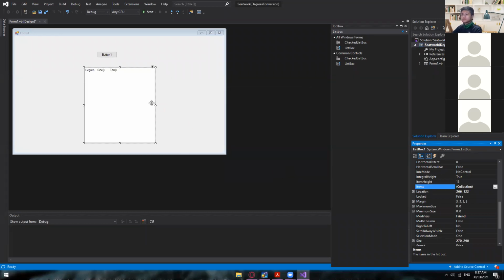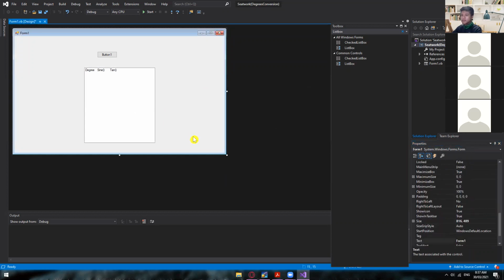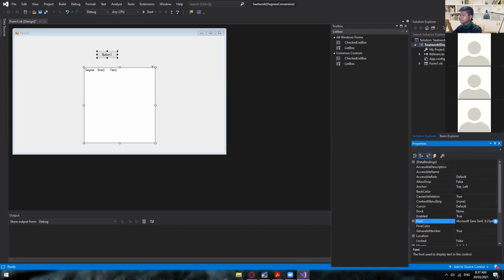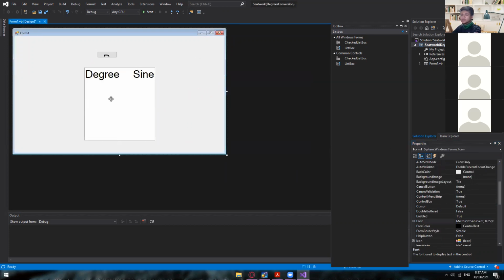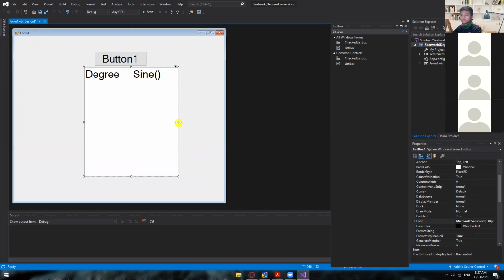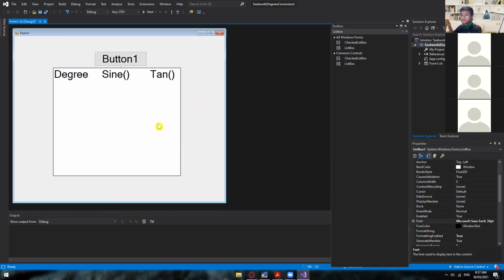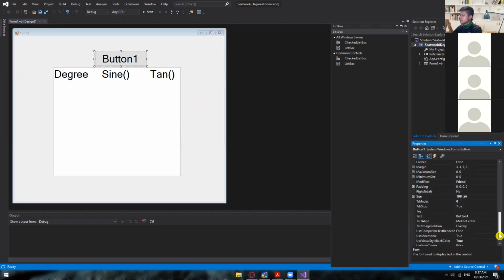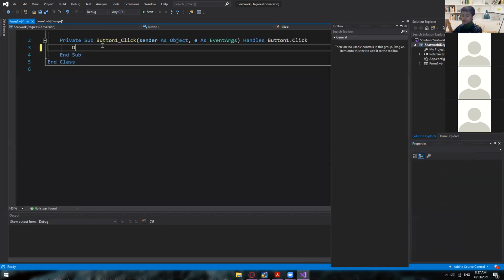Okay, let me just make this one bigger, into size 30. Okay, just change this one into compute. And this is the one that you're going to program. So we'll declare two variables, or three rather. So we have num, sine, and tangent, as single.